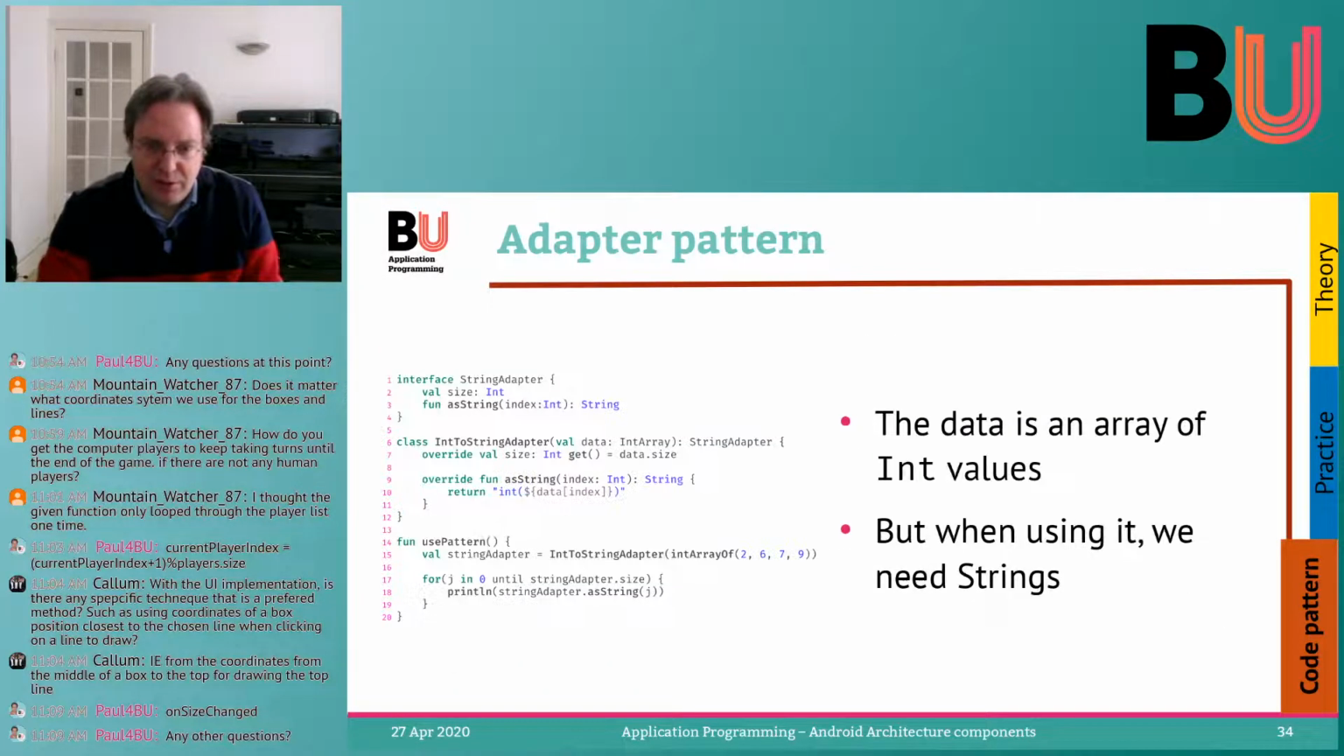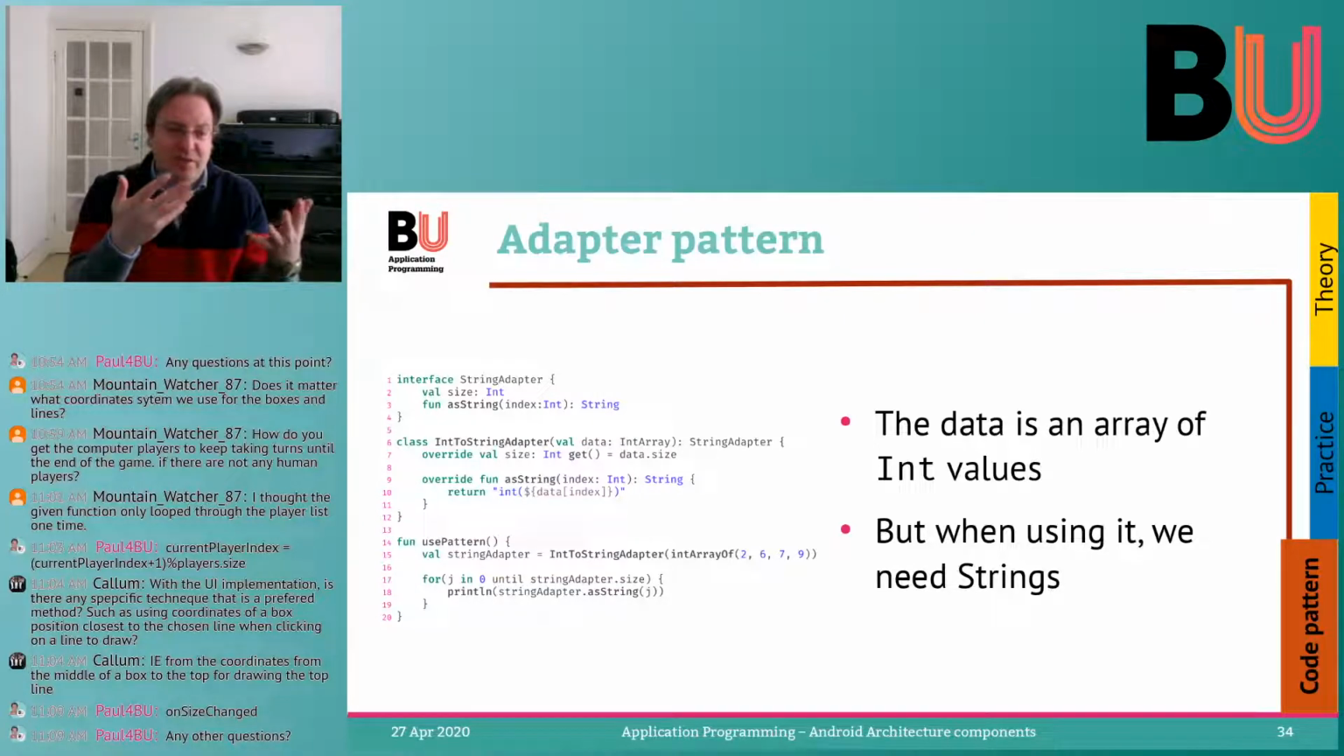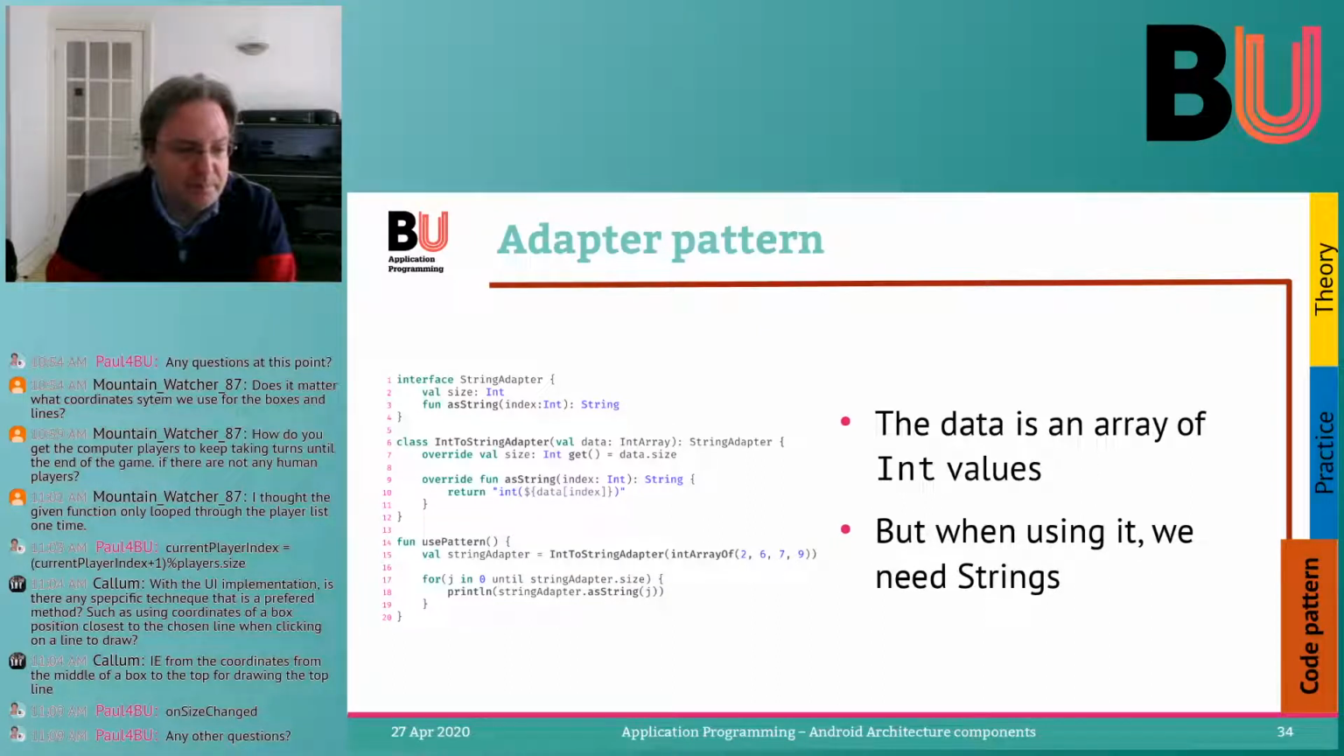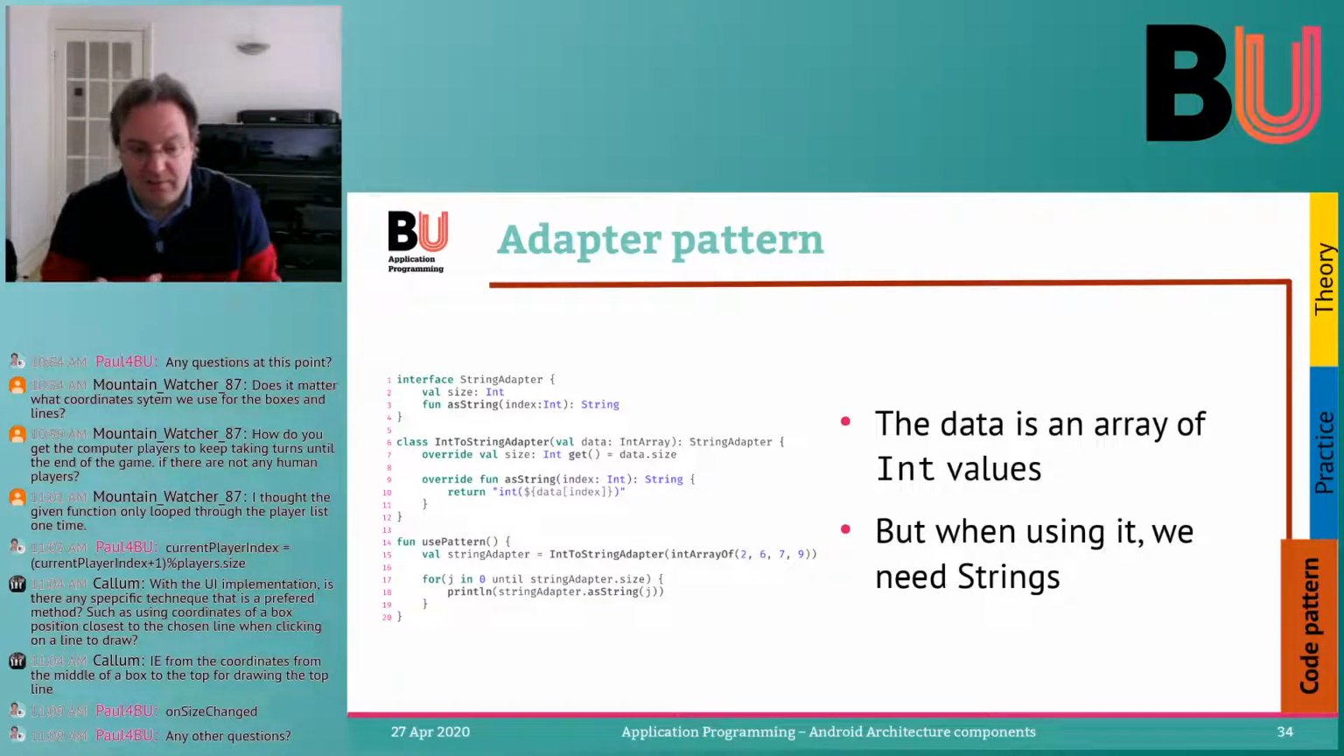To see an example of this, look at this slide. This is a very simple implementation. It's a string adapter that will adapt a list of something. Basically, a string adapter provides a list of strings. How does this work? When we use this, we just want to have an adapter, and then we go through all the indices and print them, something like that.